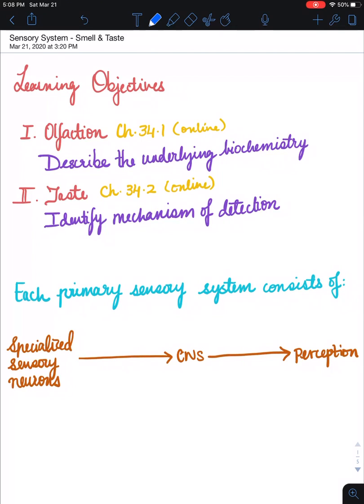And the learning objective for taste is to be able to identify the mechanism of detection. We won't be going over in detail the individual biochemical steps for taste. And this can be found in chapter 34.2.